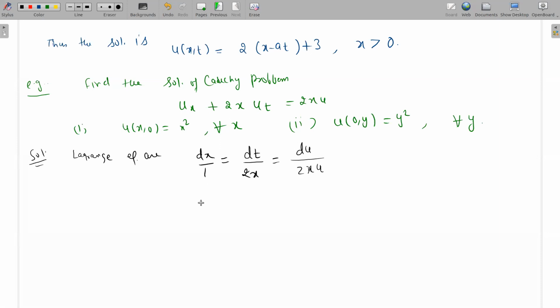From the first two ratios, you have dx equals dt, and integration yields x square equals t plus constant a.